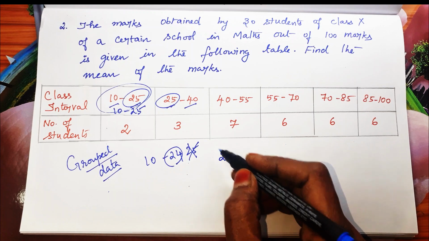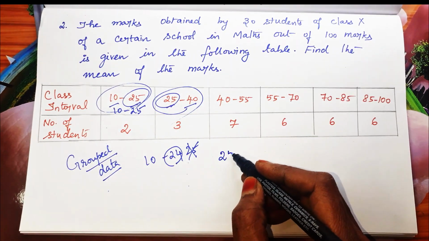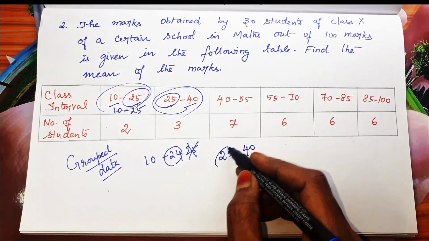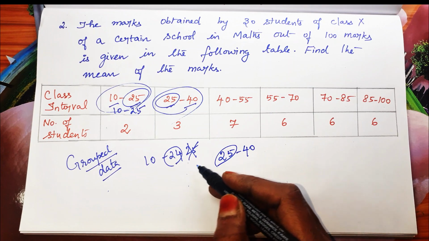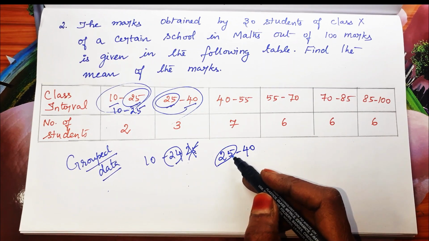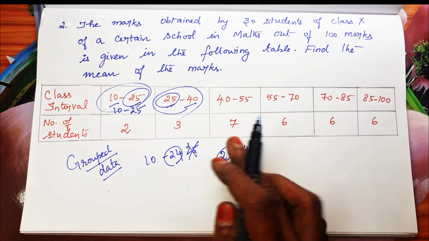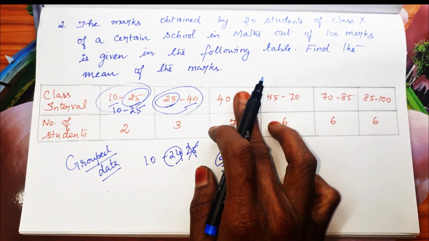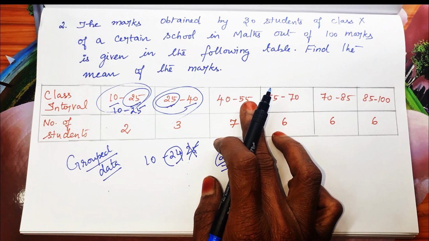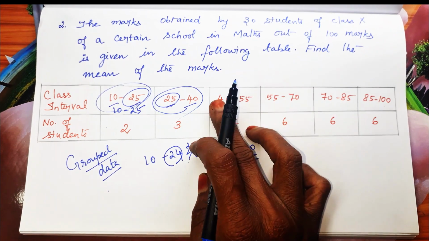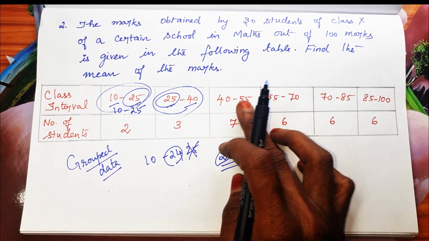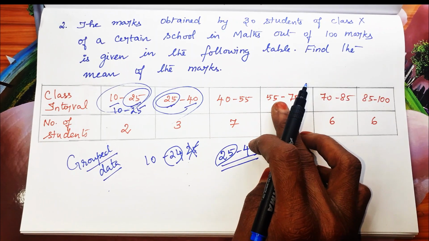In the next class interval, we have 25 to 40. There we can include this 25. So here it is not included. In the next class interval, we have included it. Like that only we have to take. So in class intervals, the upper limit, whatever number we have, we are not including. That count will come in the next class interval.